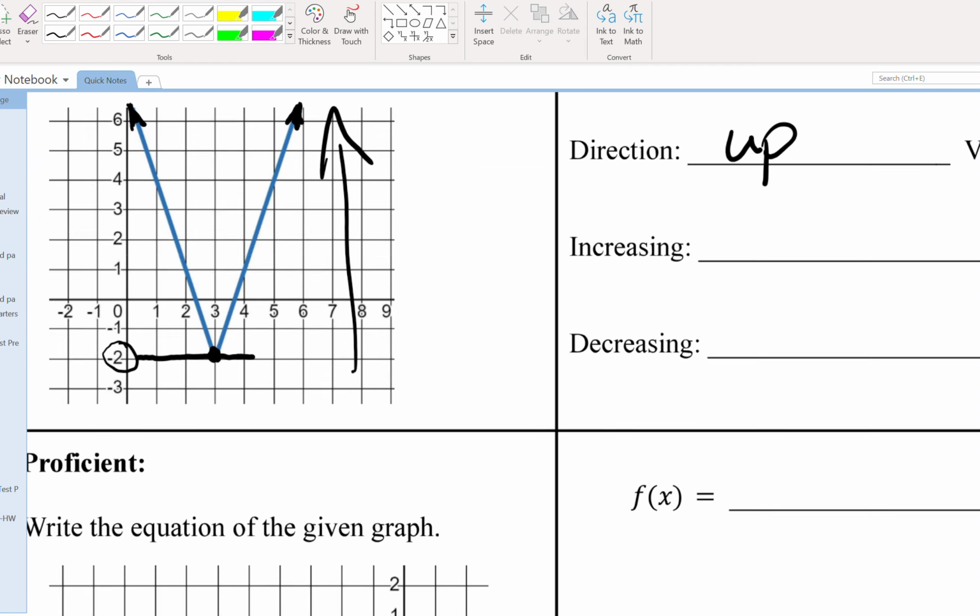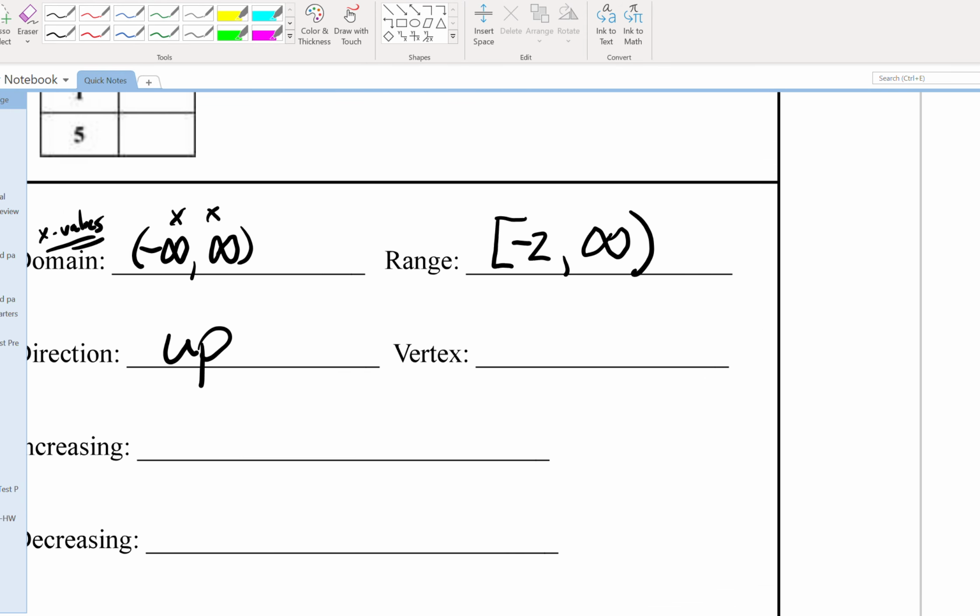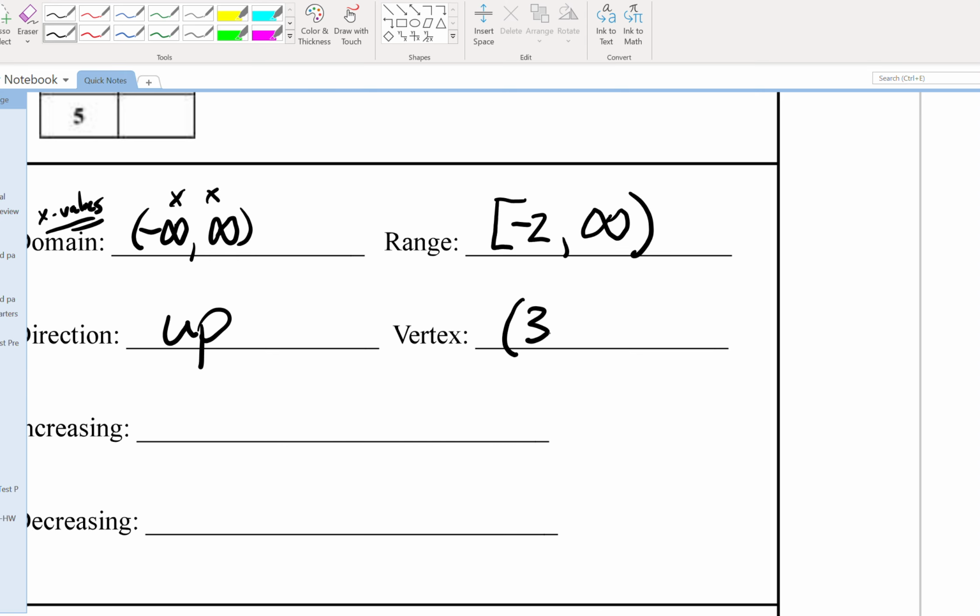Vertex is this point right here, which I think we already said. This is the point 3, -2. Its x value is 3, its y value is -2. So the vertex, 3, -2.